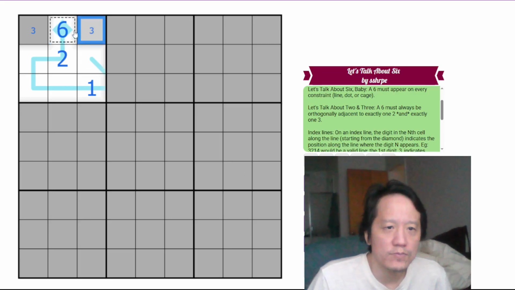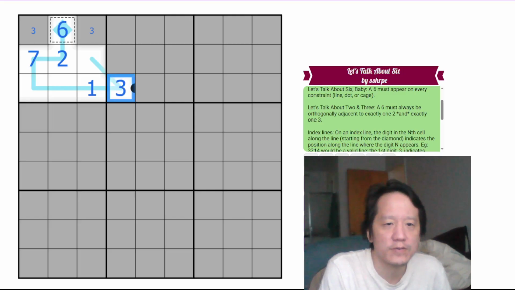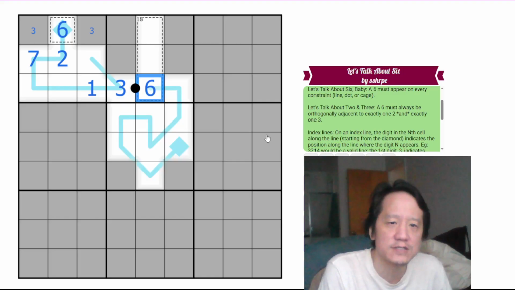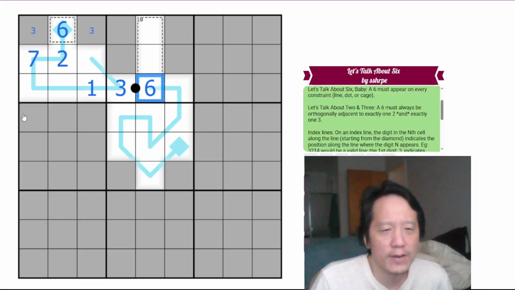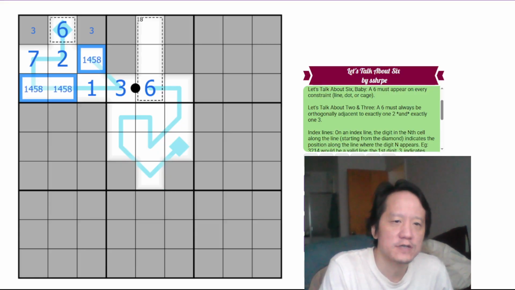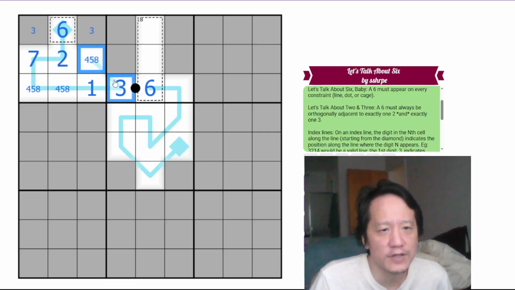Well, there also is a 3 along this index line, and it cannot be any of the digits in the box, so it must be 1, 2, 3, 4, 5, 6, 7, 8. So this must be a 7, which makes this a 3 here. This 3 is in a 1 to 2 ratio with another digit, so it must be next to a 6. These digits can only be 1, 4, 5, and 8, because those are the only digits left on the index line.